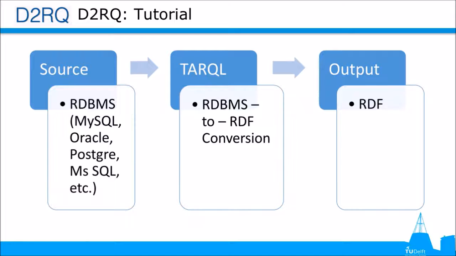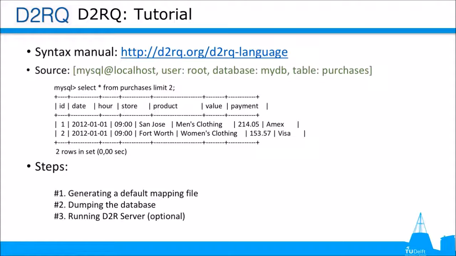The second tool we will discuss is D2RQ. It's used to convert traditional database RDBMS, for example, MySQL, Oracle, Postgre, Microsoft SQL, Informix, etc., to RDF. You can download and find the syntax from http://d2rq.org. Make sure that you have previously installed prerequisite applications as stated in the website.